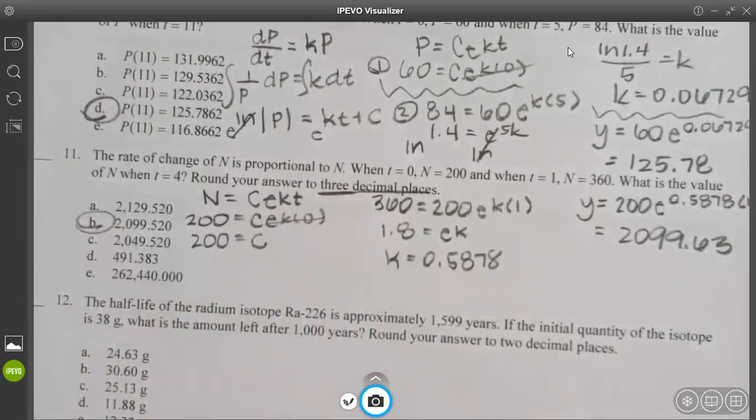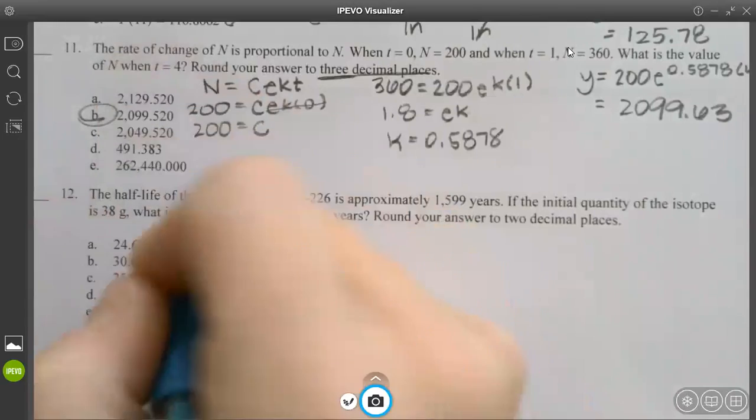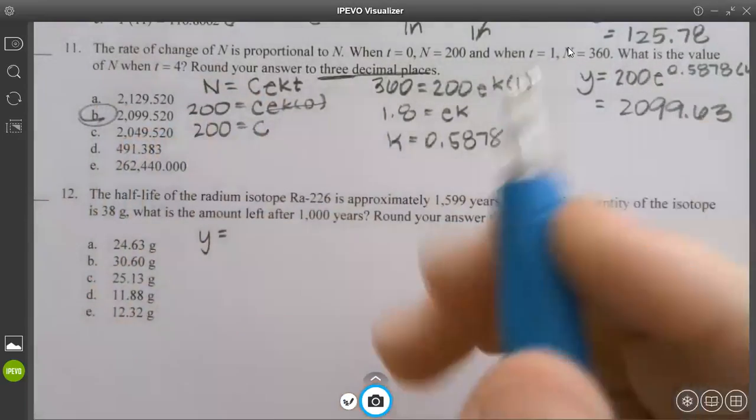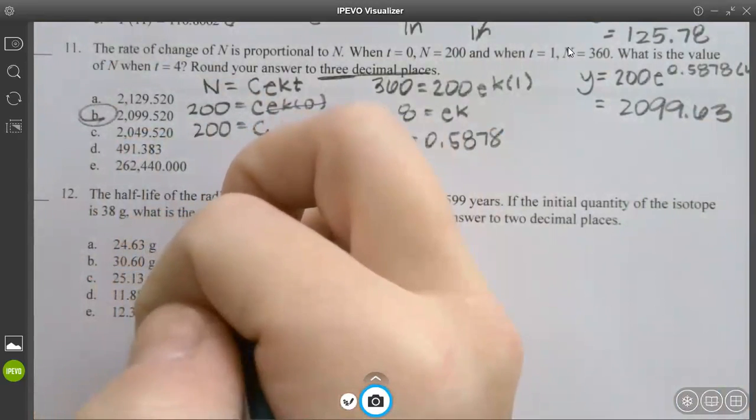All right, next one. Half-life of the radium isotope Ra226 is approximately 1599 years. The initial quantity of the isotope is 38. What is the amount left after 1,000 years? Round your answer. What is my formula for half-life? What is my just general formula? Y equals C e to the KT, same thing.